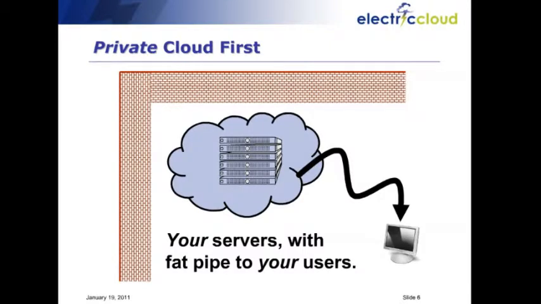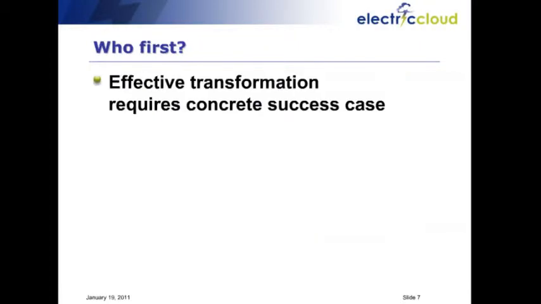So what does that lead us to? That leads us to the conclusion that if we want the cloud benefits, we want them inside our firewall. We want it to be on our servers with a really fat pipe to our users so we can start to get those benefits inside the organization. Then the next question is, who's going to use this first?